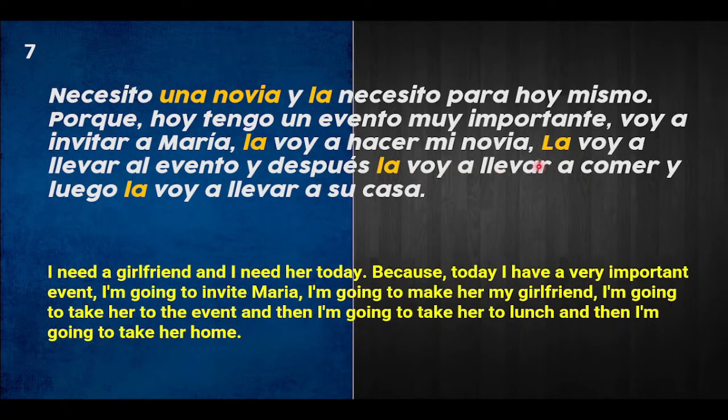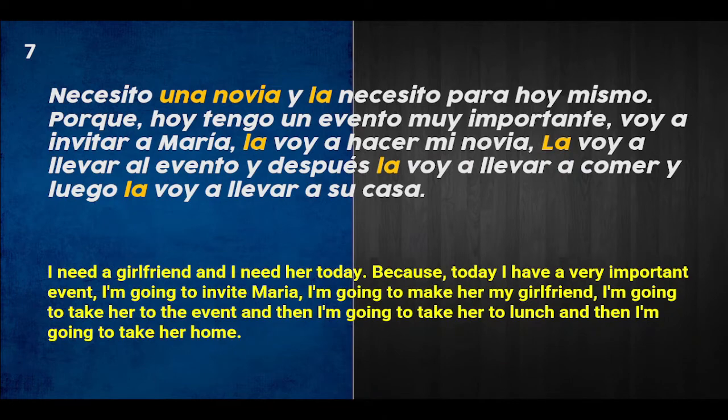Después voy a llevarla a comer y luego, again, two verbs. Dos verbos. Voy y llevar. So I have to put it here or here. Never in the middle. Luego voy a llevarla. If you're gringo, this is easier for you. Voy a llevarla a su casa. Voy a llevarla a comer. Voy a hacerla mi novia.